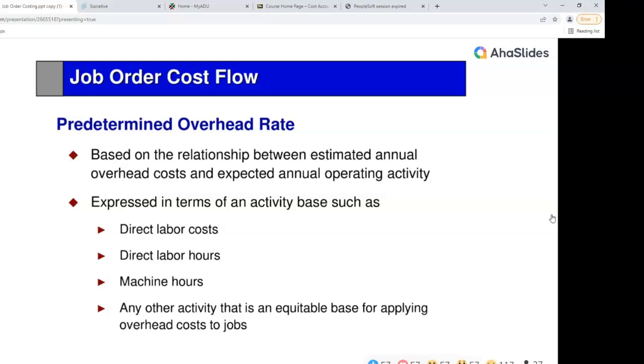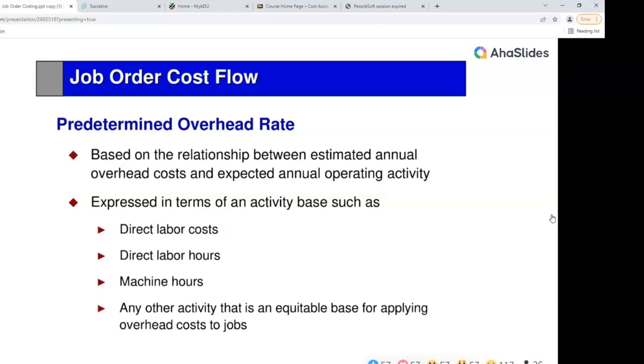Now, don't get me wrong. Companies don't use all 3. Companies use either direct labor costs or direct labor hours if the labor is basically all the same. Direct labor dollars if the labor is a mix. And machine hours if it's what we call a capital intensive manufacturing process. Capiche?